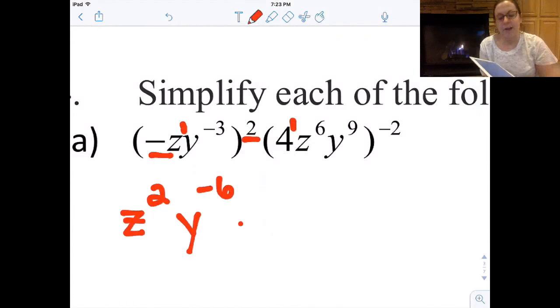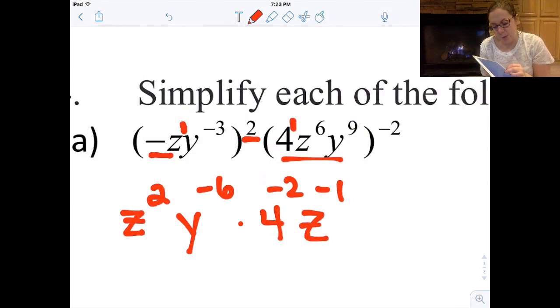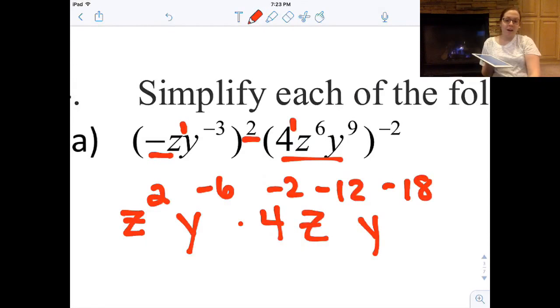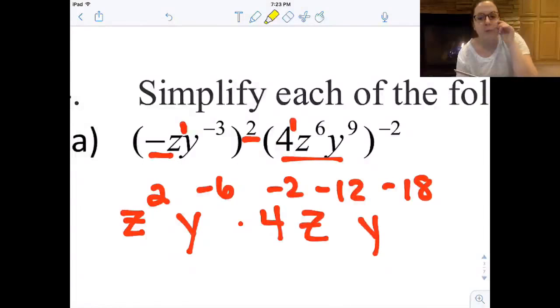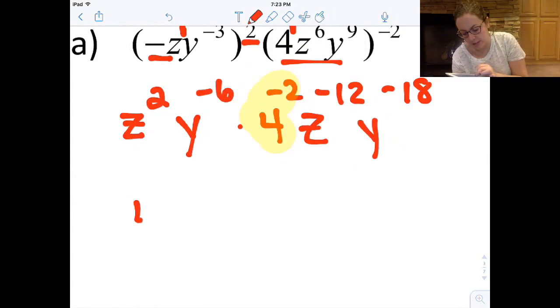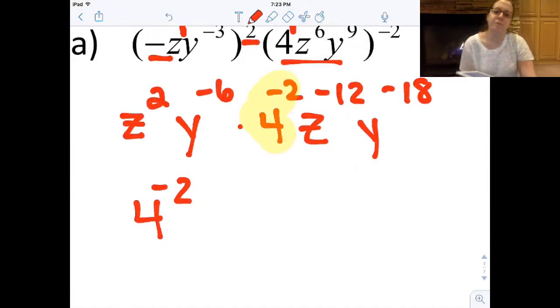So what I have there is at least we don't have any more powers to powers, right? So now let's go through and deal with our like bases. 4 is not like any of those other bases, so I'm just going to leave that out in the front. And then we've got z and z. When you multiply your bases, add your exponents.